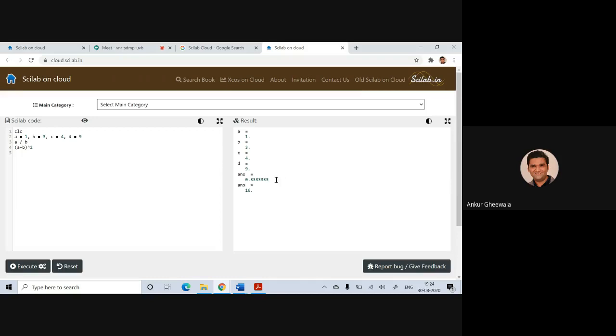Sorry. So the value is 16. Okay, I forgot to remove A by B. Okay, so now just check the answer. 16. A plus B, 1 plus 3 is equal to 4. Whole raised to square, 4 square will be 16.